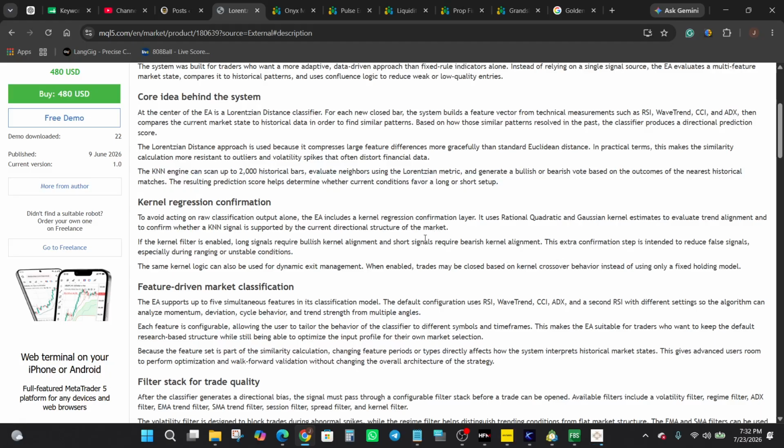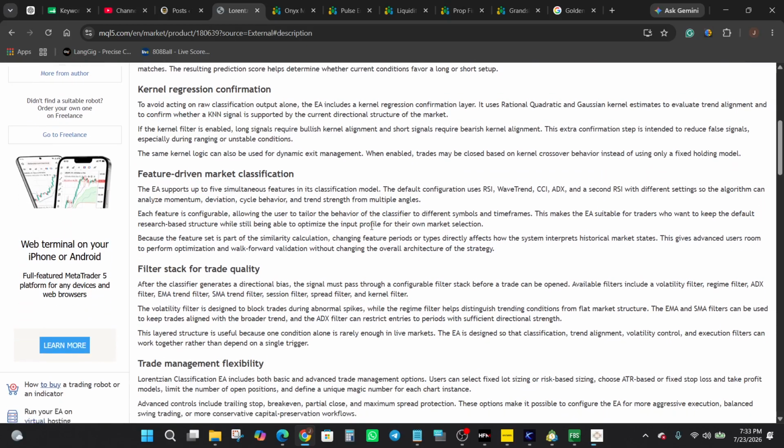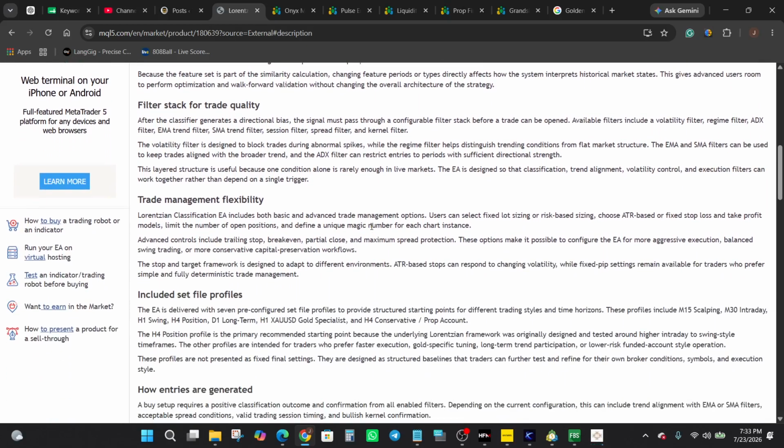Now, directly beneath the KNN classifier, there is a kernel regression confirmation layer. This acts as a confluence filter using rational, quadratic, and Gaussian estimators. In practice, if the KNN model finds a bullish pattern, the kernel filter requires bullish market structure before allowing an execution. The same kernel logic can also be toggled to handle dynamic trade exits rather than relying solely on fixed targets.